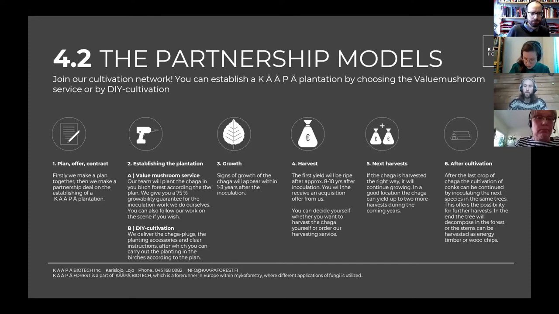Then we harvest it. Either the forest owner can harvest it themselves, or they can get the service from us. And if it's harvested correctly, chaga can yield one or two more crops in the coming years. After cultivation, we suggest cutting down the tree and using the top for, let's say, energy, or parts even for pulp. And we can then inoculate further species into the same trees. These trees could then be left in the forest to decay after we have had all the different species grow in them.